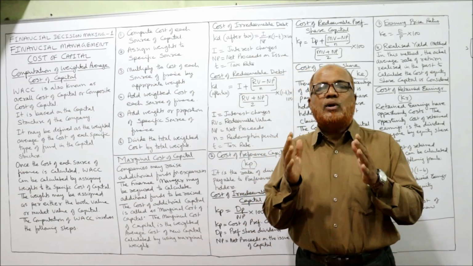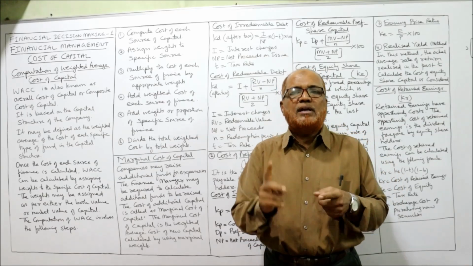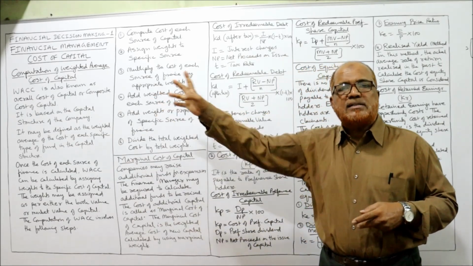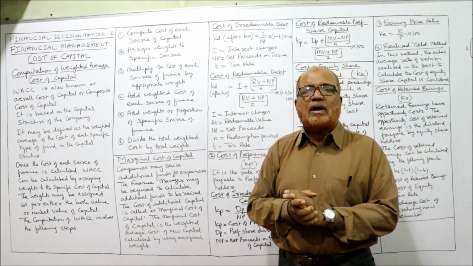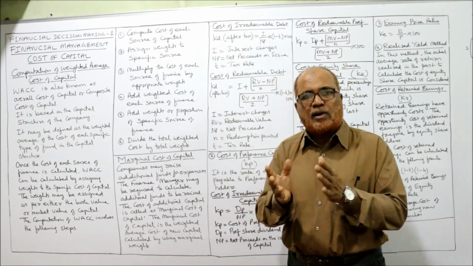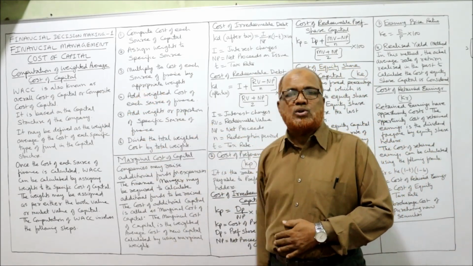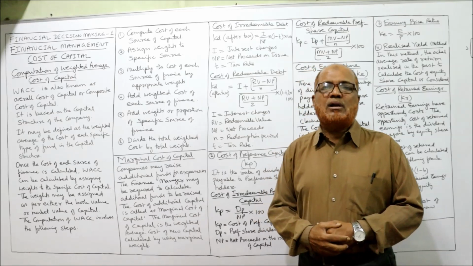and the computation procedure. The first step, computing the specific cost of capital. Second step, computing the WACC. Specific cost of capital, how to compute KD, KP, KE, KR, I have already explained. Then how to compute WACC, weighted average cost of capital, and marginal cost of capital.